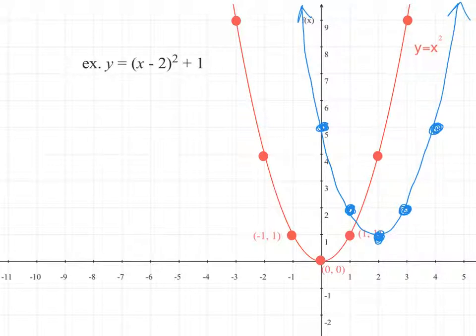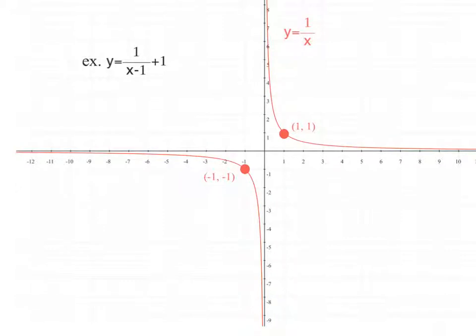This is the translated graph, and again it completely eliminated the need to make a table of values. This was enough information to get a good picture and some solid dots. All right, the next one is 1 over x minus 1 plus 1.